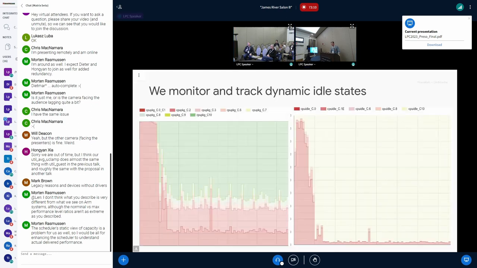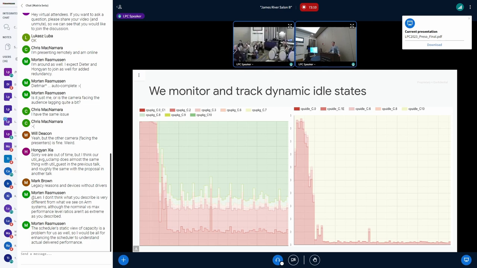So before we continue, I have a little confession to make. We monitor dynamic idle states. Yes, we do. We monitor them and we track them. Why? Because they're important, right? So when we do platform enablement, we go through a journey. It's kind of a funnel. You start with a big tolerance, and then as time goes on, it becomes narrower and narrower, and we have to track it.